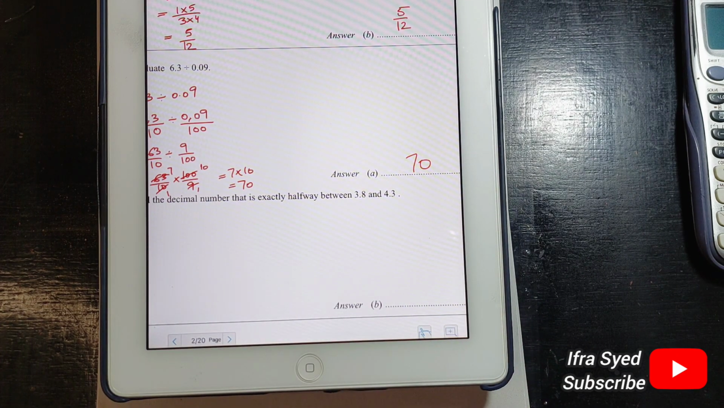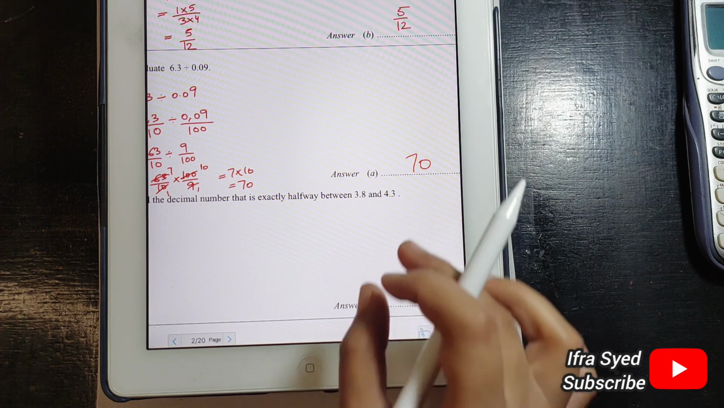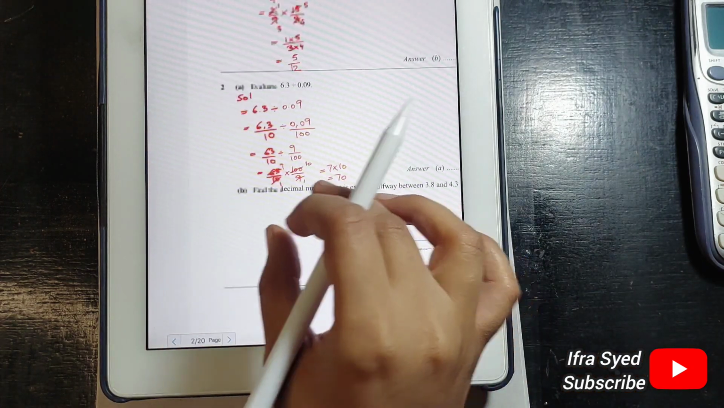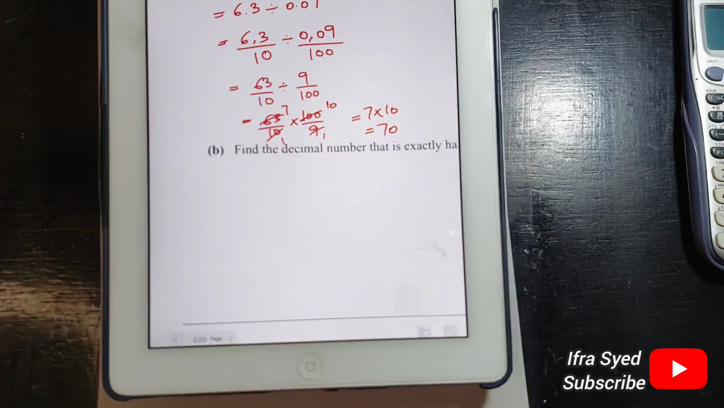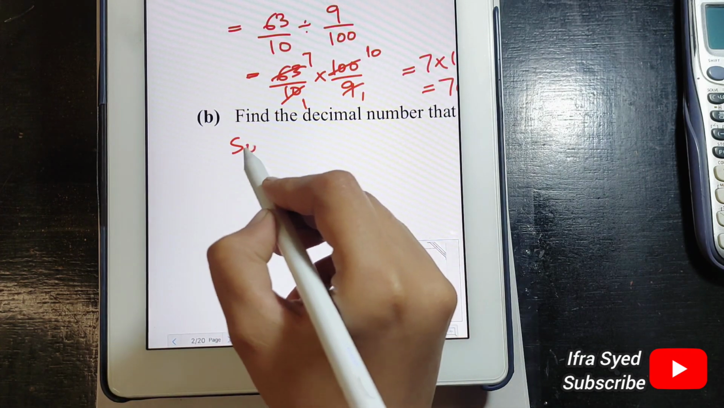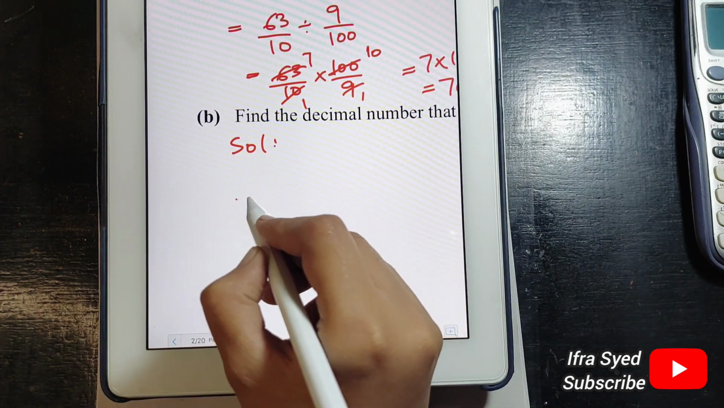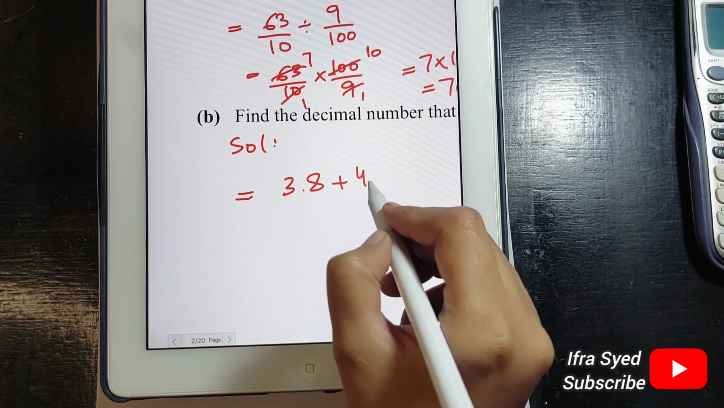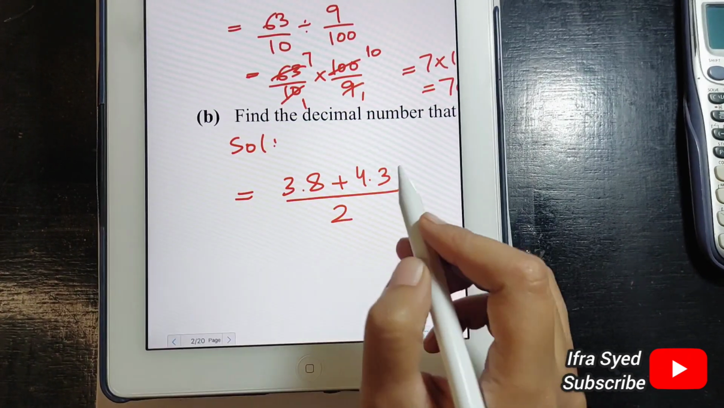So we have to find the number that is between these two numbers. We can easily find a number that is between any two numbers by simply adding them first, and then dividing them by 2. So our two numbers are 3.8 and 4.3. I'm just adding them, and then I will divide by 2. So I'm writing here solution: 3.8 plus 4.3 divided by 2.